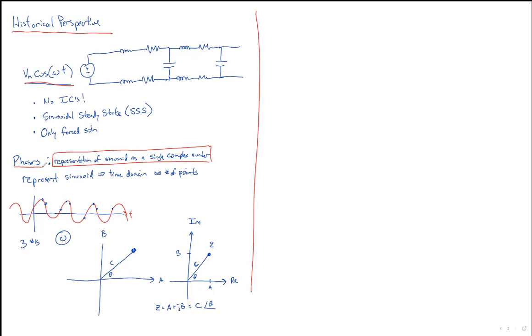And so a phasor is a representation of a sinusoid as a single complex number. And then in small little typeface, we'll add at some given frequency. Okay. And let me give an example of what this looks like.